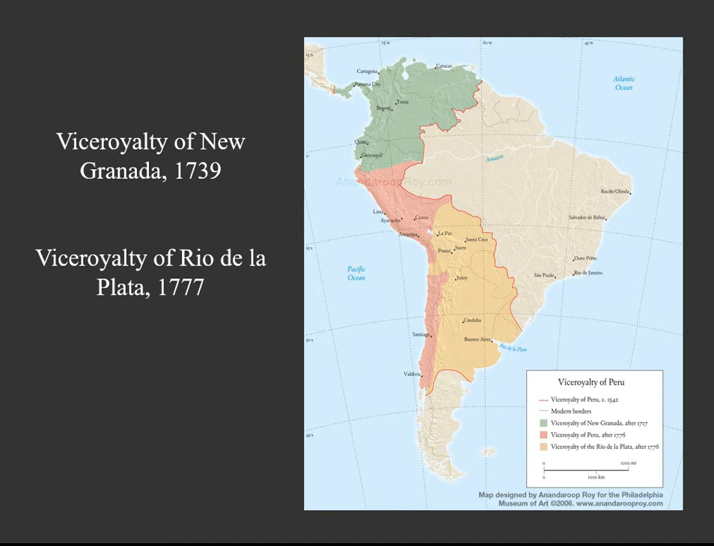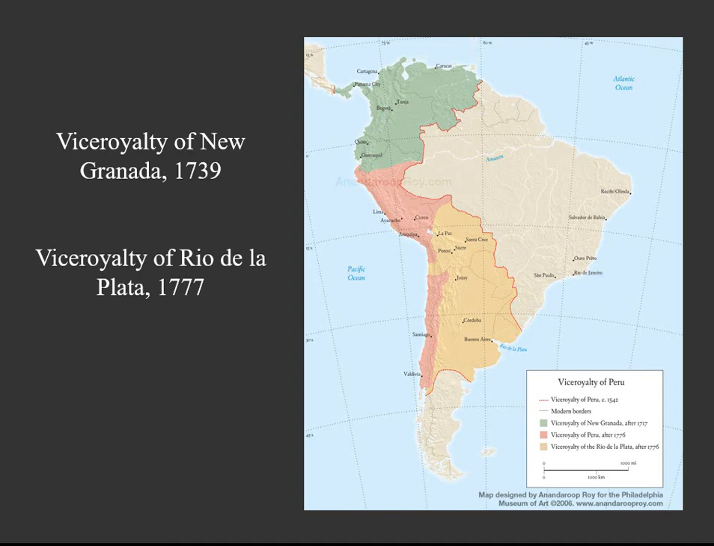So they created a viceroyalty of New Granada in 1739, and this is the greenish area in the north, which is basically Venezuela, Colombia, Panama, and parts of modern-day Ecuador. And the middle area remained the viceroyalty of Peru. And the kind of southeastern area becomes known as the viceroyalty of Rio de la Plata.